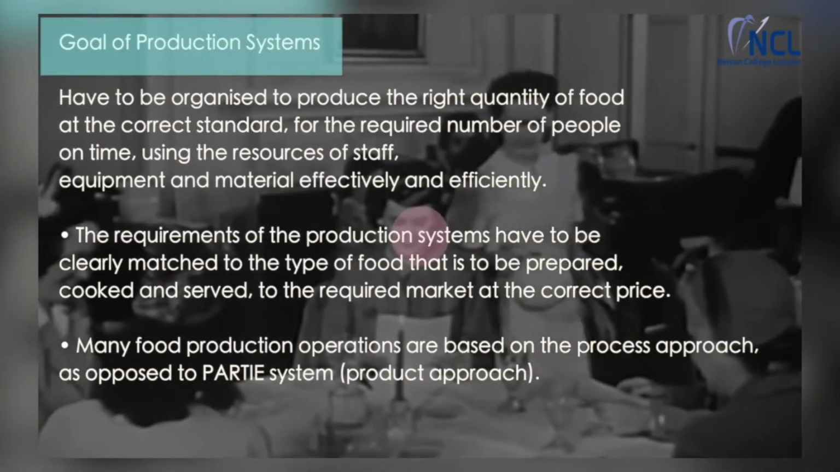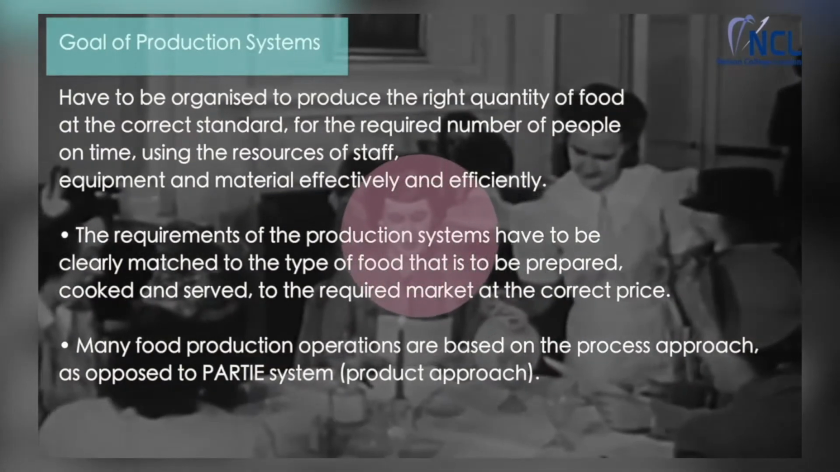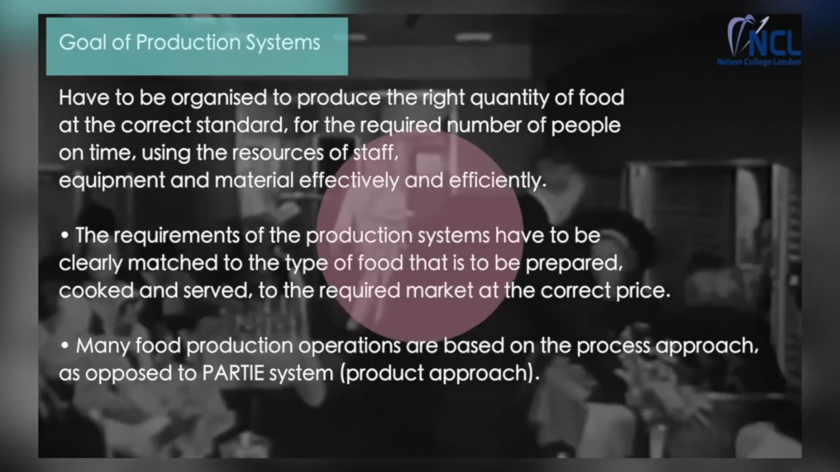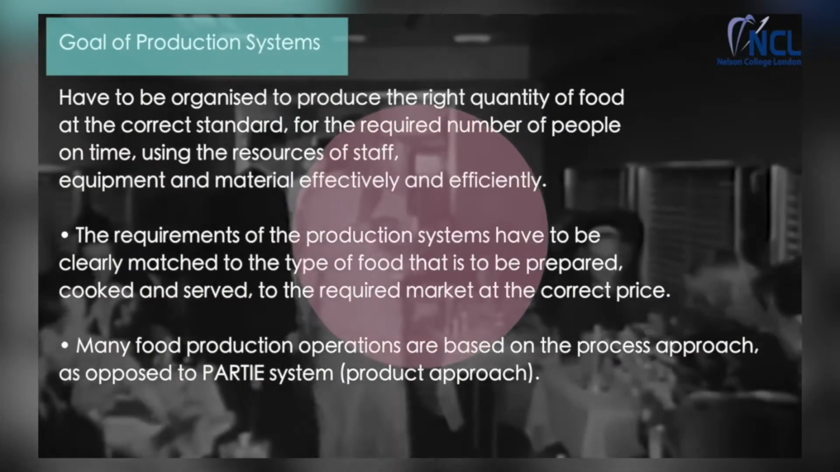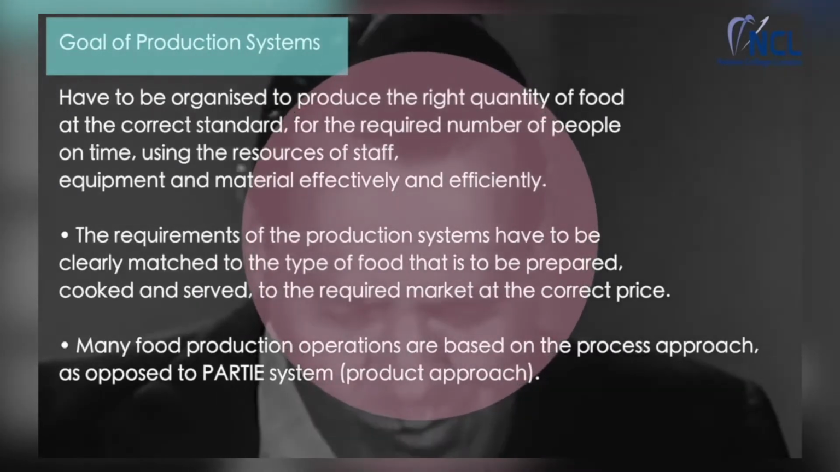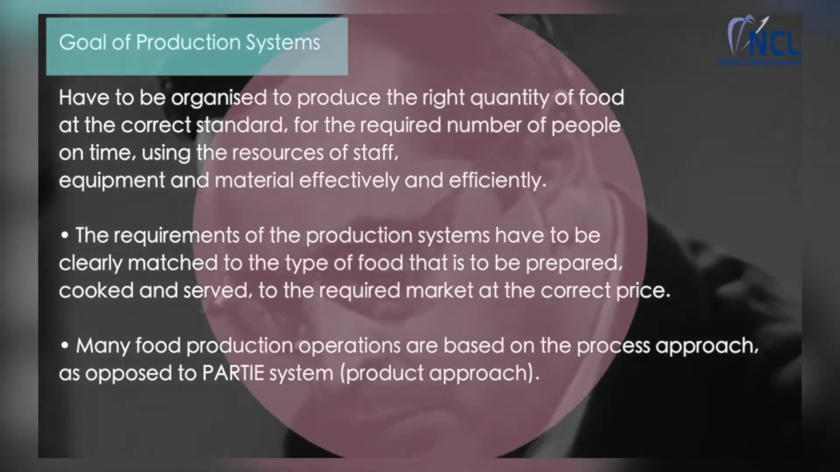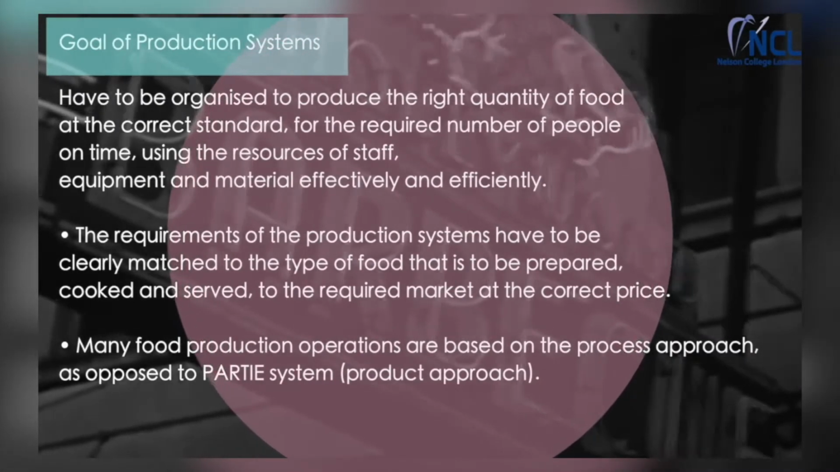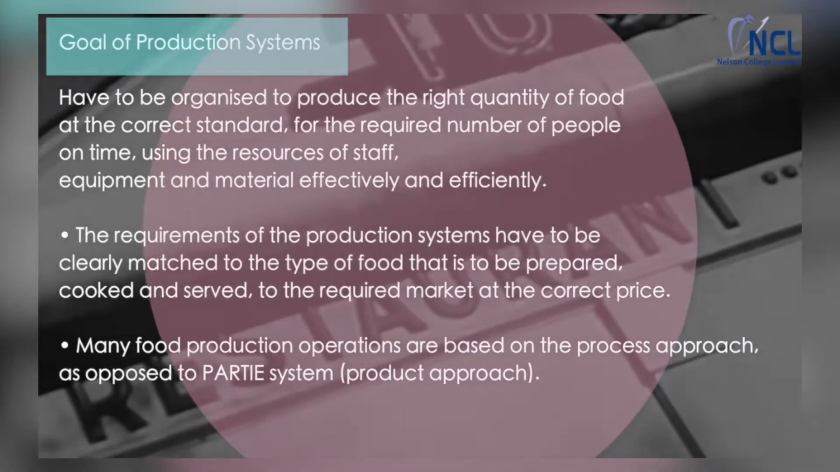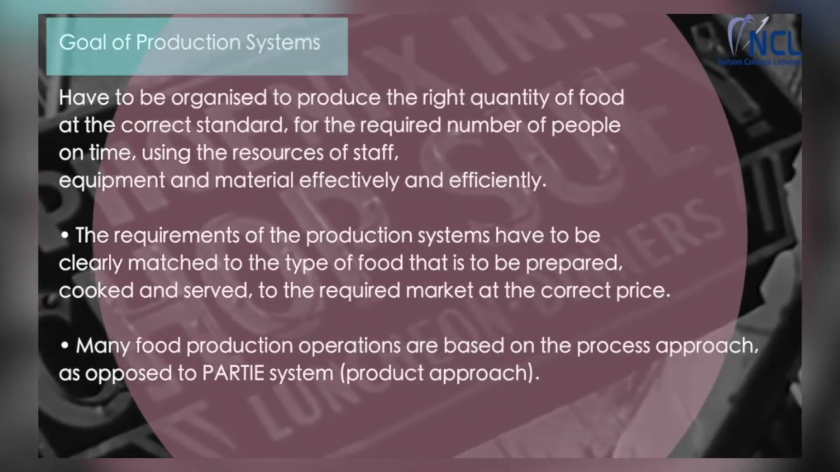The production systems have to be organised to produce the right quantity of food at the correct standard for the required number of people on time, using the resources of staff, equipment and material effectively and efficiently. The requirements of the production systems have to be clearly matched to the type of food that is to be prepared, cooked and served to the required market at the correct price.